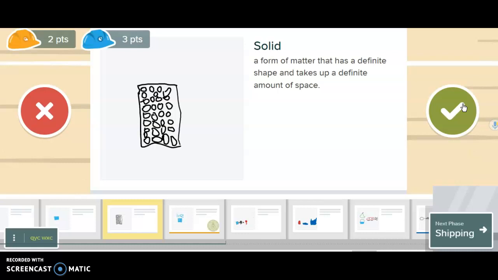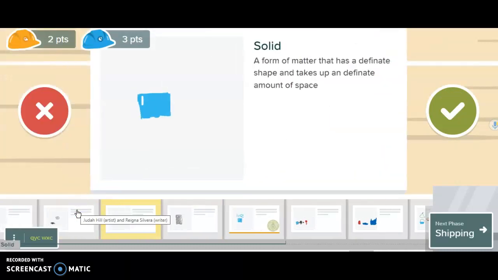I like the fact that you guys drew the molecules on that one. I may not keep that one in, for example, but I'm going to give you points for it, though. That's pretty good. A form of matter has a definite shape, takes a definite amount of space. Who did this? Okay. Only thing y'all could have done was told me what you drew.